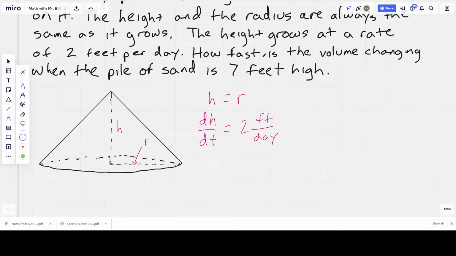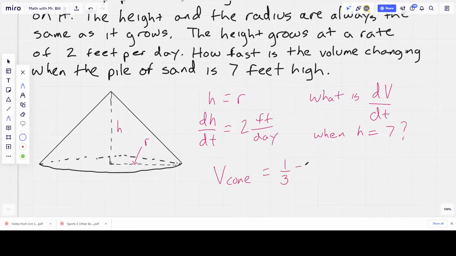Okay, so now we want to find out how fast the volume is changing. When we talk about volume changing, that's also a derivative. Anytime you talk about a rate or how fast something's changing, that's going to be a derivative. So we're asking, what is dV/dt when H is equal to 7? Well, now we need to know what the volume is. We're talking about the cone, so we need to know what the volume of a cone is. The volume of a cone is equal to 1/3 pi times the radius squared times the height.